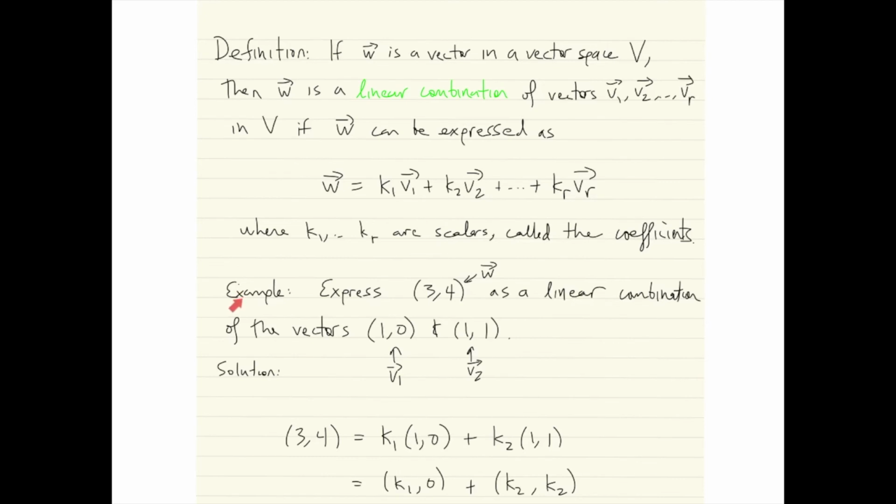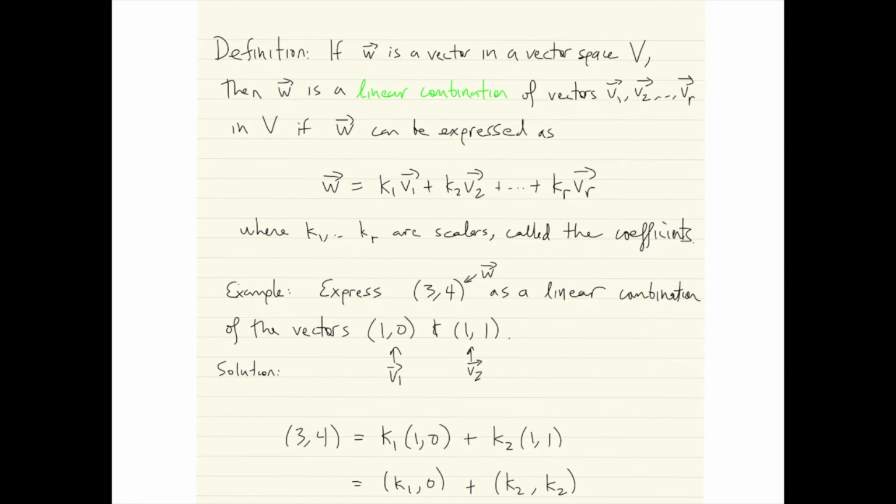Here's an example that we've seen before. So take w to be this vector (3, 4) in R2 and express it as a linear combination of these two vectors, (1, 0) and (1, 1). Okay, we might not have seen this example before. We've seen the example where this vector here is the standard basis vector, but in this case, this is not the standard basis vector. Nevertheless, we want to express this vector (3, 4) as a linear combination.